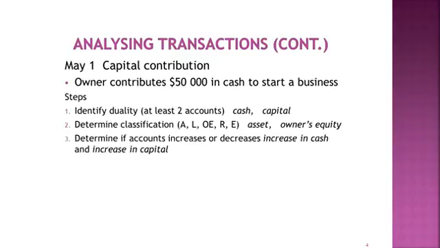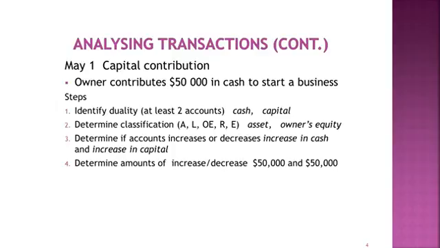Step 3, determine if the account increases or decreases. Here the owner is contributing the cash to the business, so cash is increasing. So it's an increase in cash and an increase in capital. Step 4, determine the amount of the increase or the decrease. Here we've only got 2 accounts, so cash is increasing by $50,000 and capital is increasing by $50,000. So they're the 4 steps, or the thought process that goes to analysing a transaction.